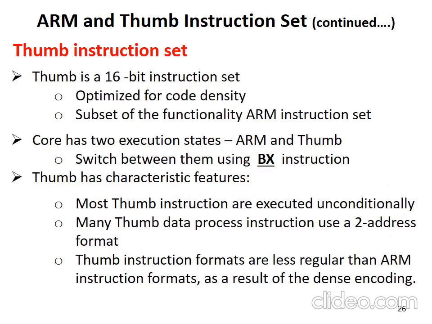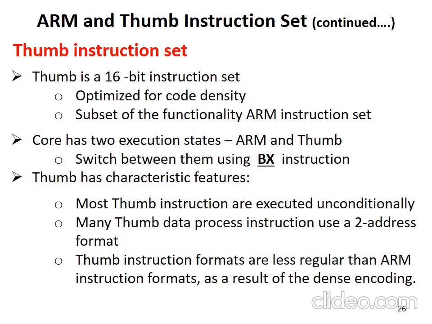So as we discussed the ARM instruction set so far, now we'll discuss a few points about the Thumb instruction set. The Thumb instruction set is a 16-bit instruction set. It is optimized for code density, and is a subset of the functionality of the ARM instruction set. That is, some instructions are nothing but a subset of the ARM instruction set. ARM is a 32-bit instruction set and Thumb is a 16-bit instruction set.